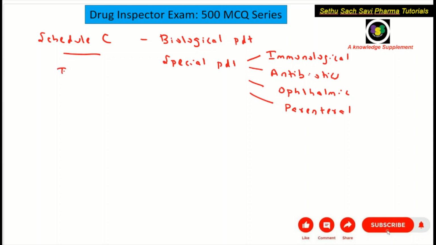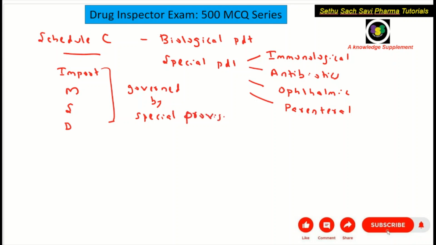manufacture, sales and distribution are governed by some special provisions. So the import, manufacture, sales, distribution of these biological and special products are governed by some special provisions. So they belong to Schedule C category.